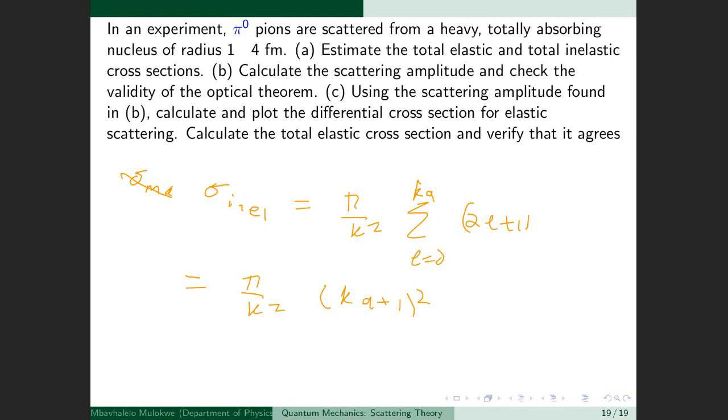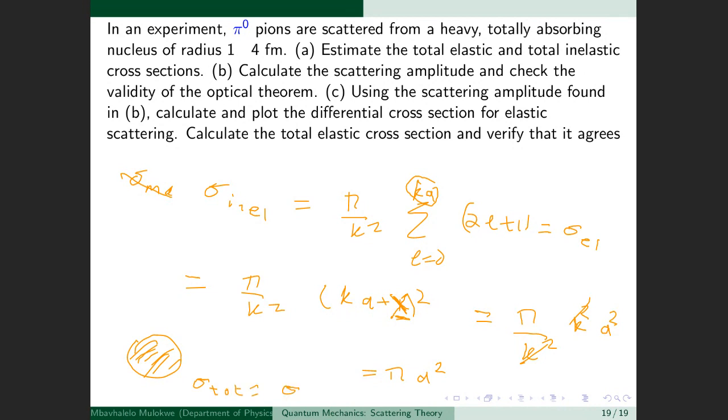Because we are assuming that Ka is much bigger than 1, this simplifies to pi over k squared of Ka squared. I'm not missing a factor; I'm just saying that Ka is bigger than 1, so ignore that. You get k squared a squared, those cancel, and you just get pi a squared. This is just scattering off a disk. You can check that it's the same expression for the elastic case. So the sigma total will be the inelastic sigma plus the elastic sigma, and this gives you 2 pi a squared.